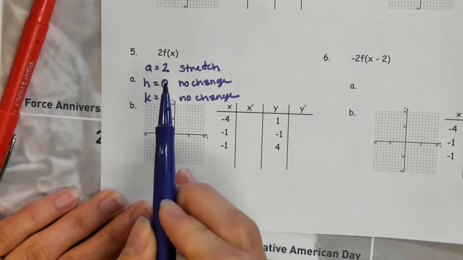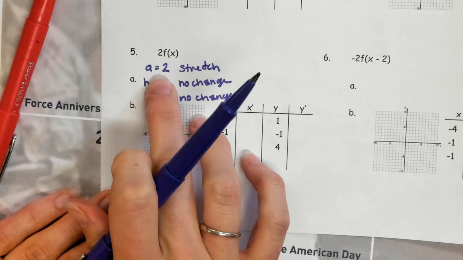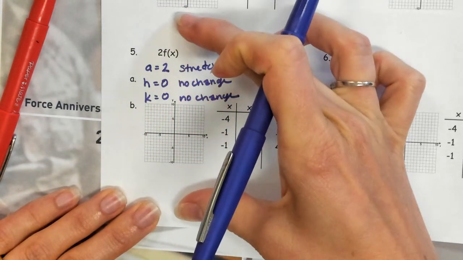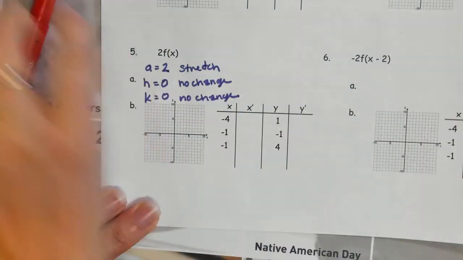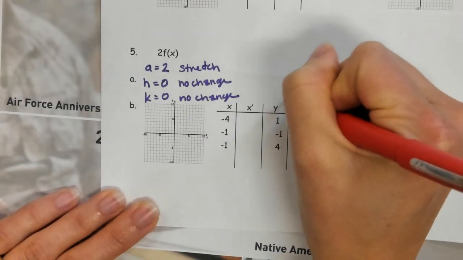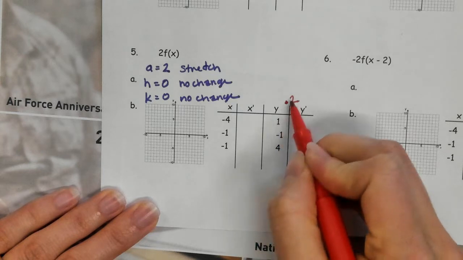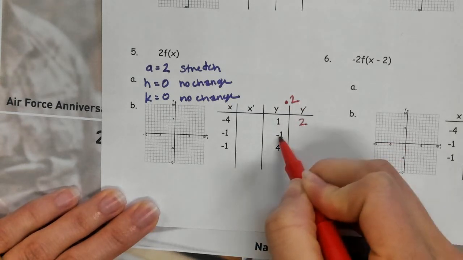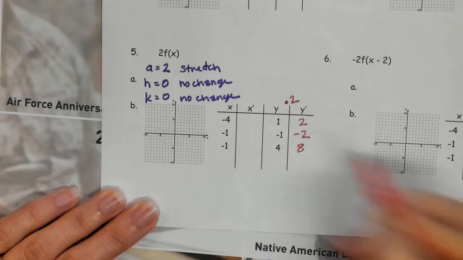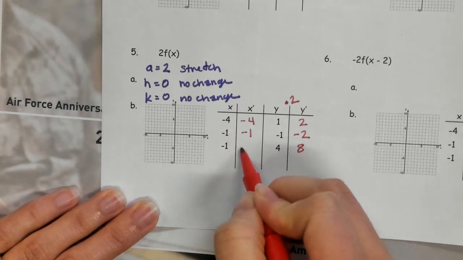Now, hopefully your A person told you it was a vertical stretch. So vertical stretch meaning I'm stretching it vertically. So that means the x is not being changed, it's the y. So the y is being changed, so you are multiplying by 2. So I multiply 1 times 2 is 2, -1 times 2 is -2, 4 times 2 is 8. And my x, there is no change, so I just write the same thing.